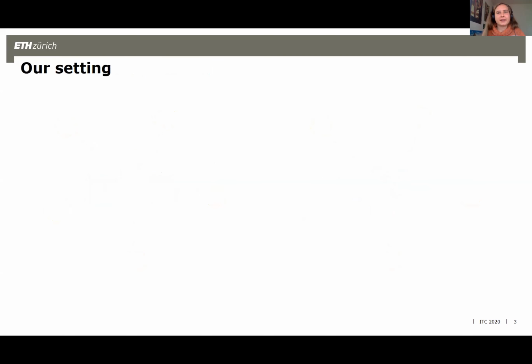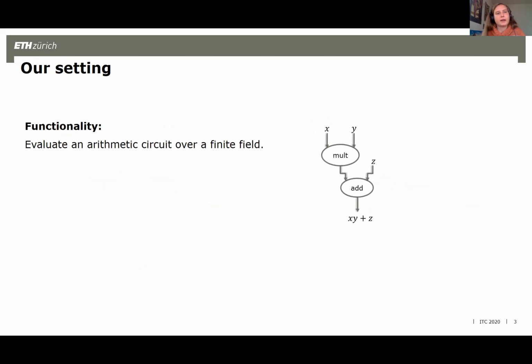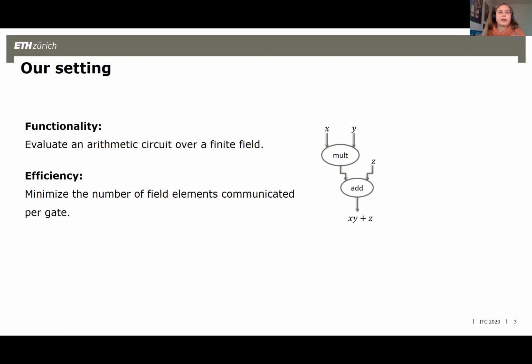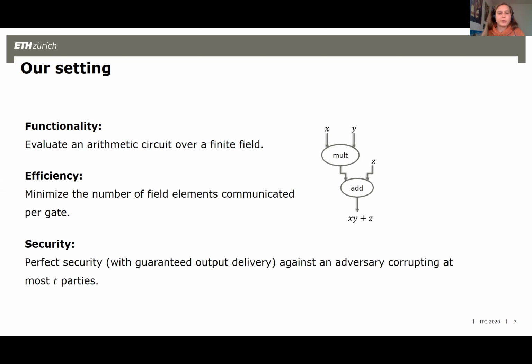Good. So in this work, we consider one particular setting of MPC, where parties evaluate a circuit over a finite field. So here we assume that we do have a field, not a ring. We want to maximize efficiency. So this means that we want to minimize the number of field elements that the parties will communicate per gate. And we want perfect security. So this means against unbounded adversary without error and with guaranteed output delivery, and against a threshold adversary.